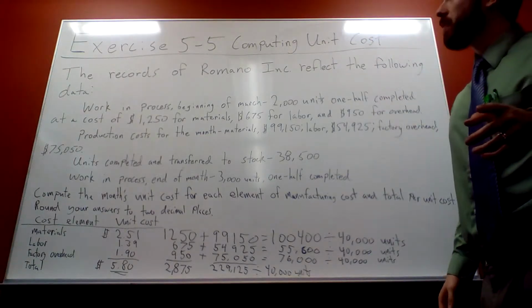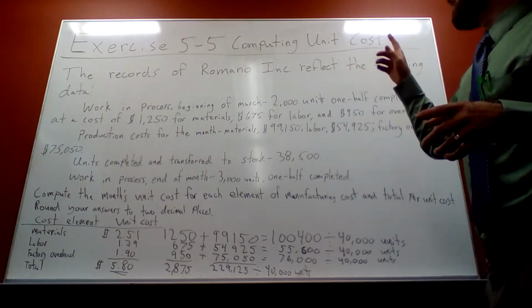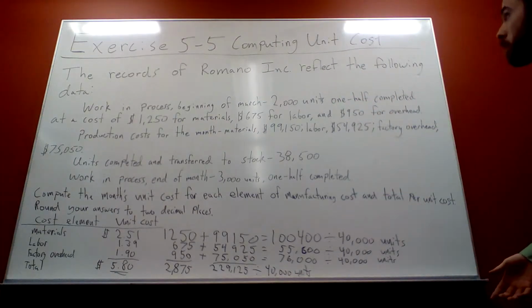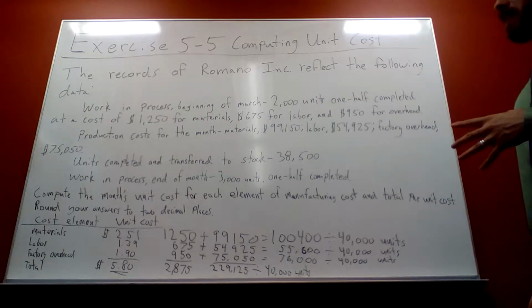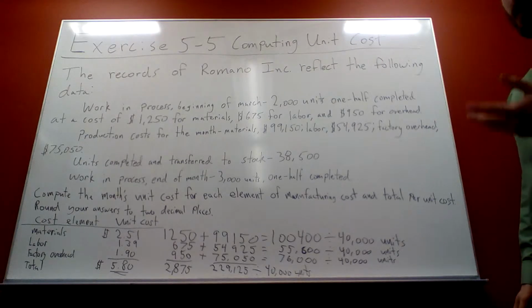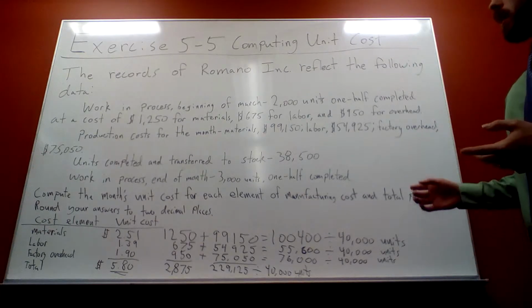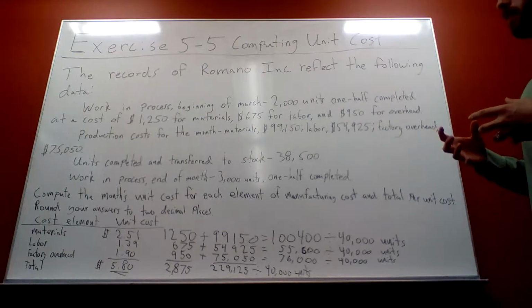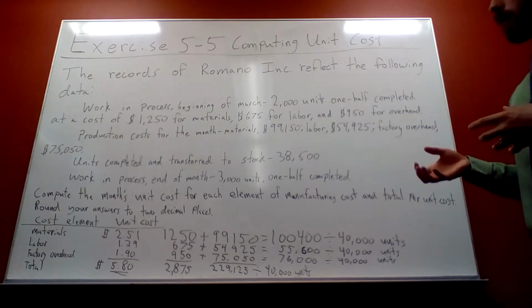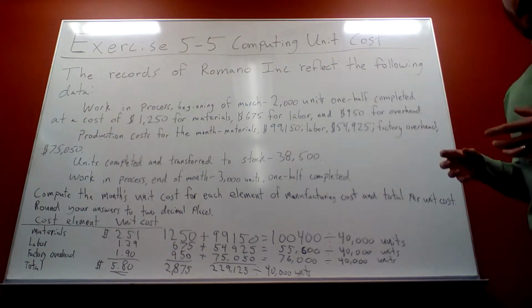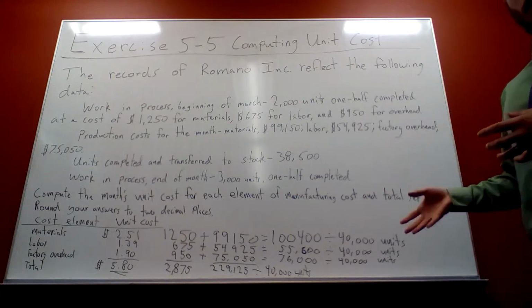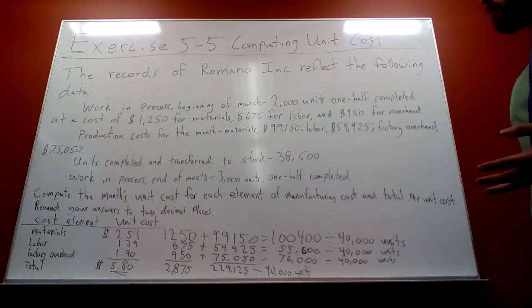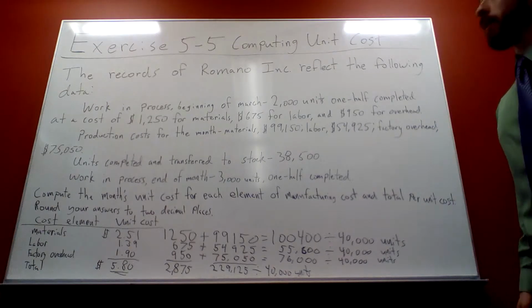So this is Exercise 5.5, Computing Unit Cost. I chose this one just because I could fit it all on the board, and it helps you understand what you're going to use to divide the cost by. It was pretty straightforward, and it had everything you needed. And this is cost accounting, by the way.